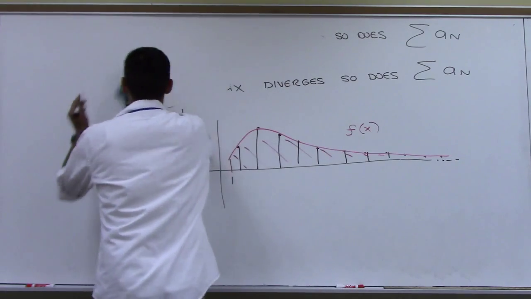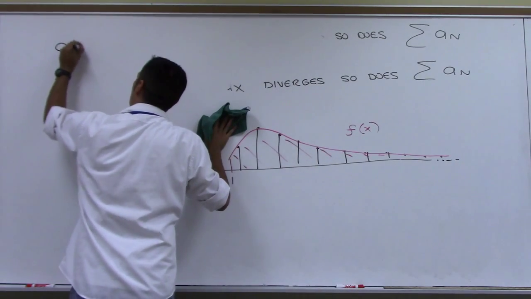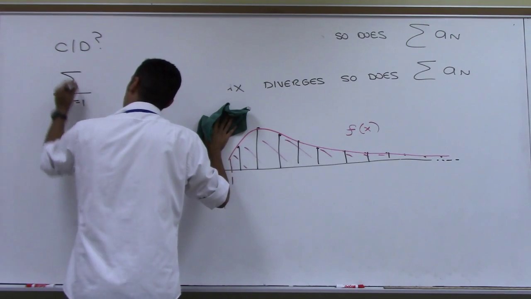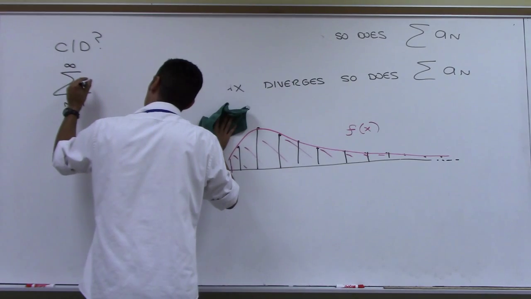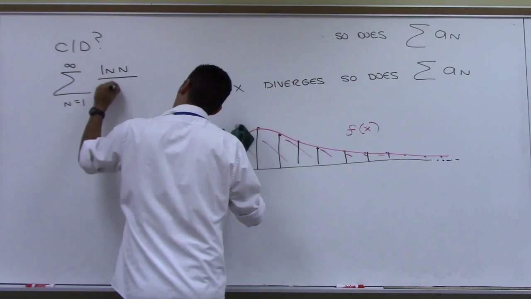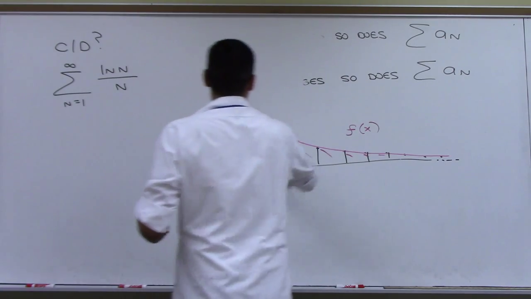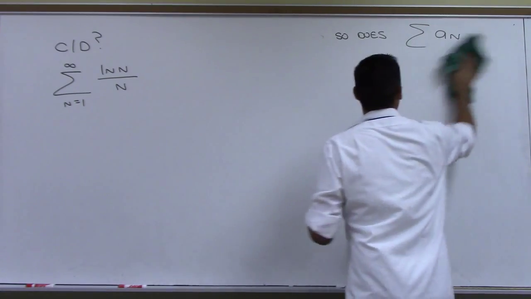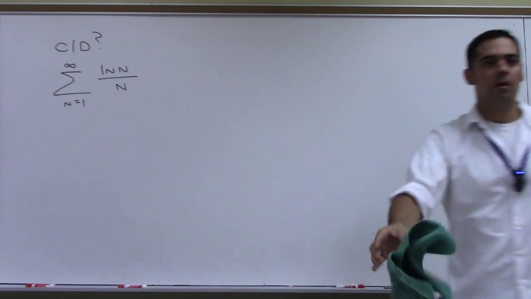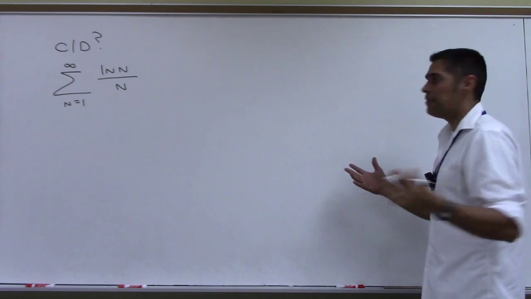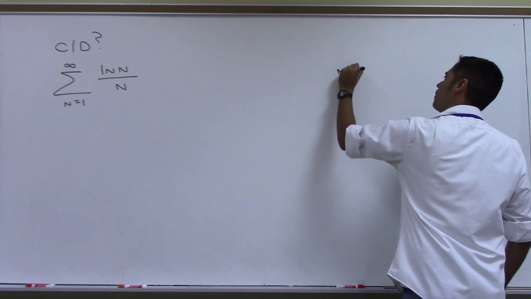Let's take the series: does it converge or diverge? Sum n equals 1 to infinity of natural log n over n. What should we start with? What's that? Nth term? You want to just try real quick? Nth term test? Okay, nth term.